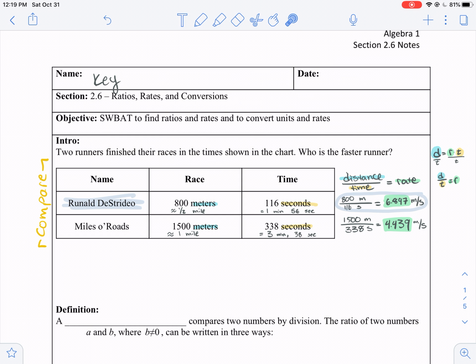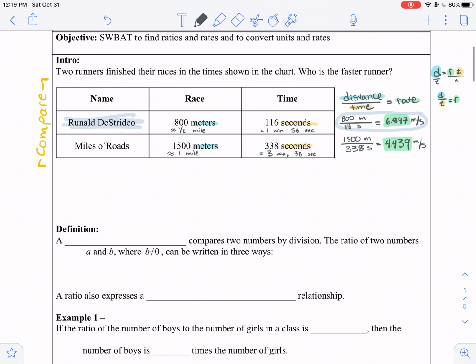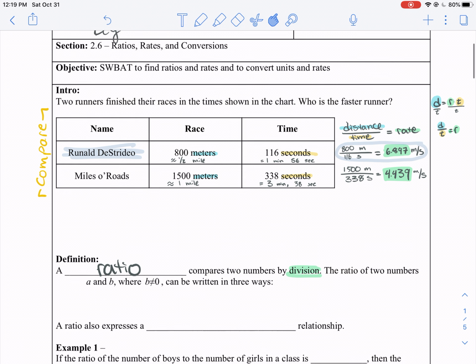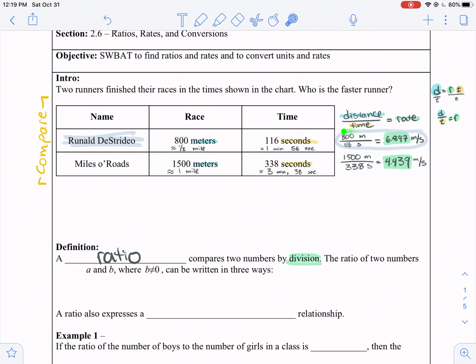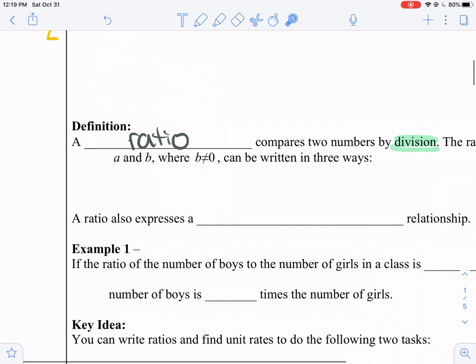Okay. So what we did here is we created two things called ratios. And a ratio compares two numbers using division. And that's exactly what we did up here. We took our distance and divided it by time. That's division, and there we got a ratio. So the ratio of two numbers, A and B, we can't have B be 0 because we can't divide by 0. We can write a ratio in 3 ways.